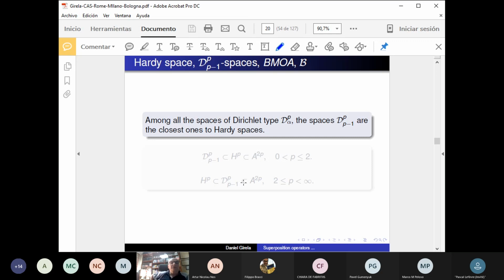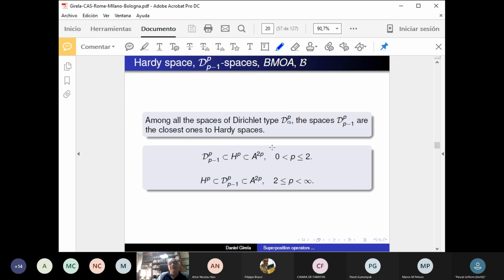But now let me go to some other question. I'm going to speak a little bit about Hardy spaces and D^p_{p-1} spaces. I'm going to consider these spaces because they are, I guess, my favorites among all D^p_alpha spaces, because among all the D^p_alpha spaces, the spaces D^p_{p-1} are the closest ones to the Hardy space. Actually, for p equal to 2, D^2_1 is exactly the Hardy space. But in general, if p is less than 2, D^p_{p-1} is a subset of H^p. But if we go for p bigger than 2, the inclusion goes the other way.